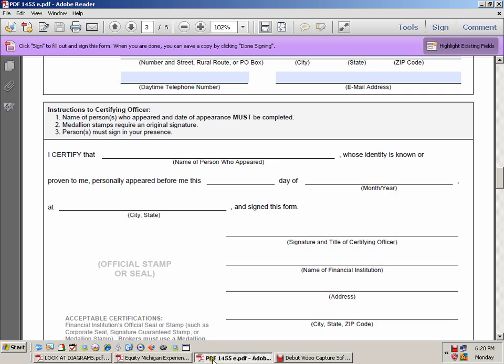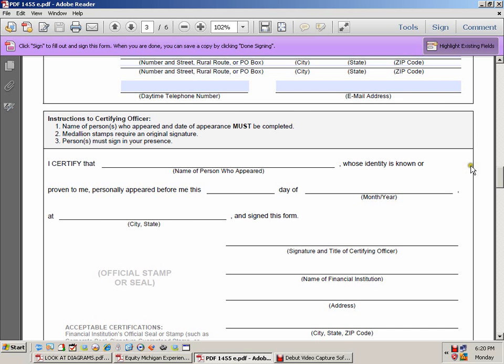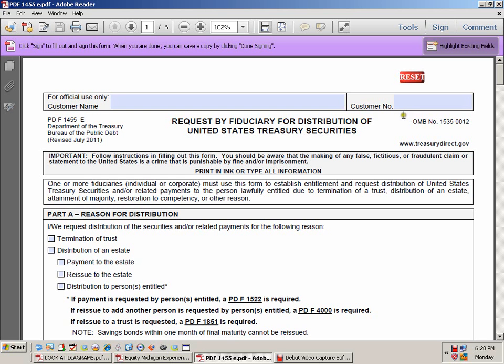So anyways, I'd never seen this form before, but again, this is called the Request by Fiduciary for Distribution of United States Treasury Securities, PD F 1455-E, Department of the Treasury, Bureau of the Public Debt. It's got an OMB number on it, right? So you guys know more about this stuff. You can tell me what it is. I'm going to talk about the easy stuff.